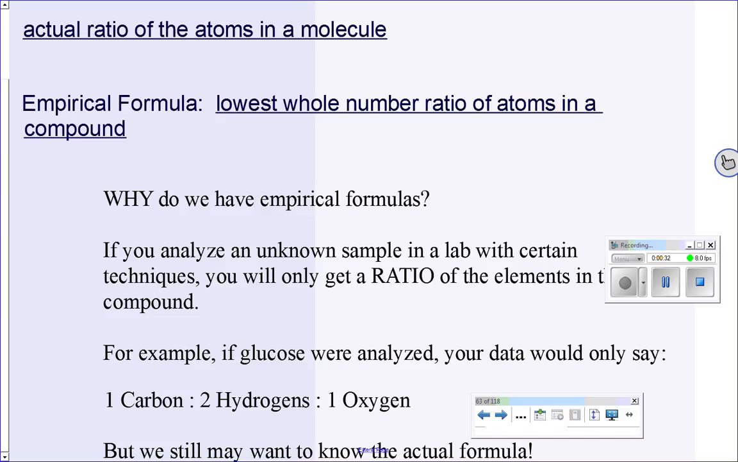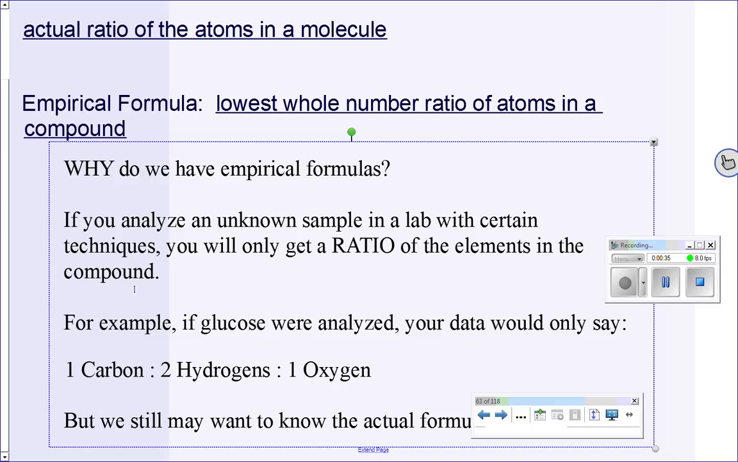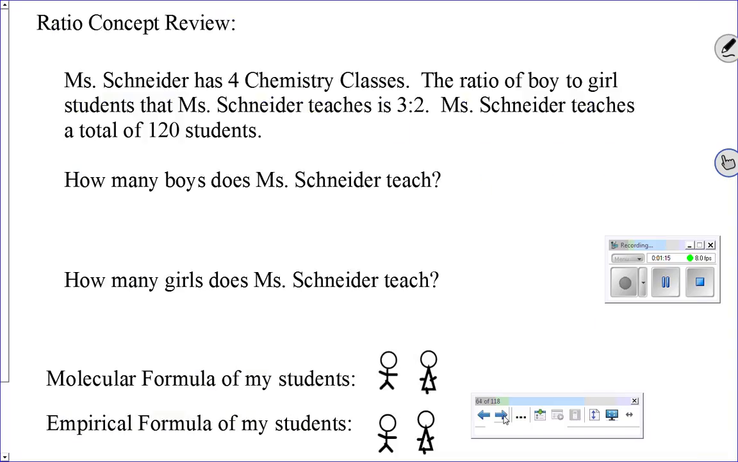What's useful about empirical formulas is that with certain analytical techniques, the piece of lab equipment you use might not actually tell you exactly what's in a compound. For example, if you put glucose, which keep in mind is C6H12O6, into a certain piece of analytical equipment, it might tell you have a ratio of 1 carbon to 2 hydrogens to 1 oxygen. If you reduce the molecular formula of glucose down to its empirical formula, that's what you get. But we might still want to know the actual formula, because a different sugar could have the same empirical formula but a different molecular formula. So these problems are based on ratios.